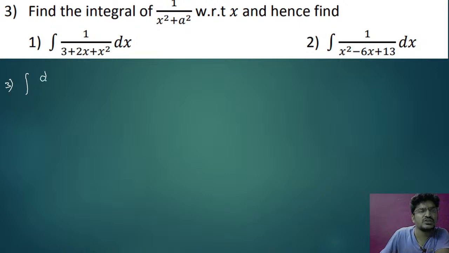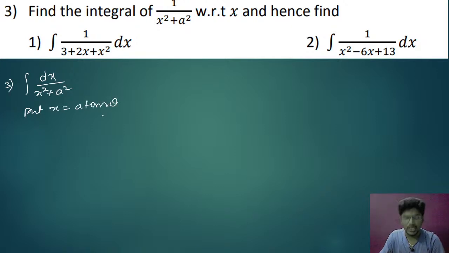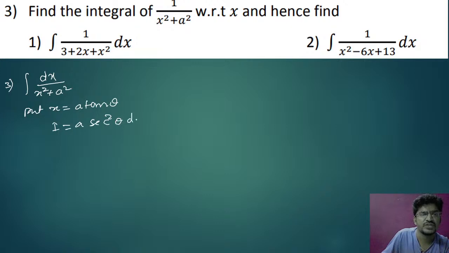That is integration of dx divided by x square plus a square. So what is integration of dx divided by x square plus a square? Here put x equal to a tan theta. Now if I differentiate, differentiation of x will be 1, differentiation of tan will be secant square theta, and differentiation of theta will be d theta by dx. So therefore dx will be equal to a secant square theta d theta.